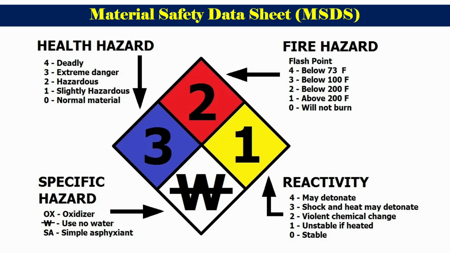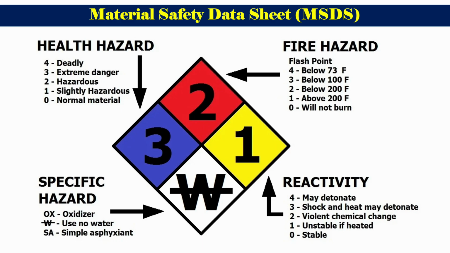4 means below 73 degrees Fahrenheit. 3 means below 100 degrees Fahrenheit. 2 means below 200 degrees Fahrenheit. And 1 means above 200 degrees Fahrenheit. And 0 means will not burn.